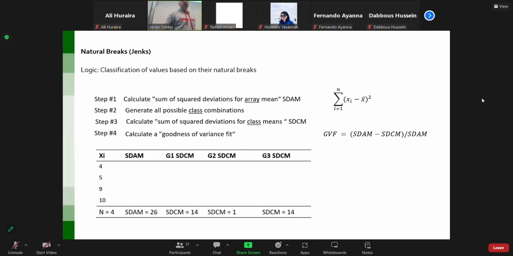Okay, no, but let's calculate this. You have a vector 4, 5, 9, and 10. Let's calculate the sum of square deviation from array. What will be the first one? SDI, for group number 1.